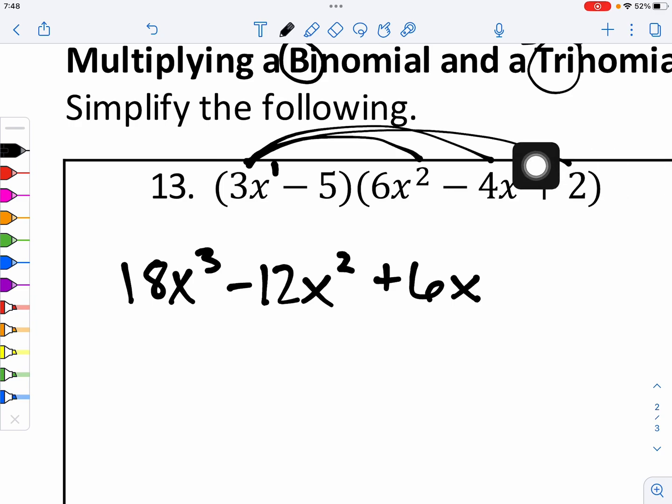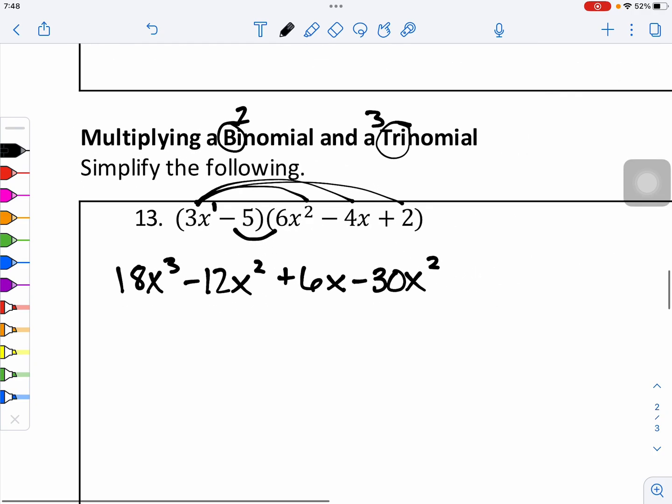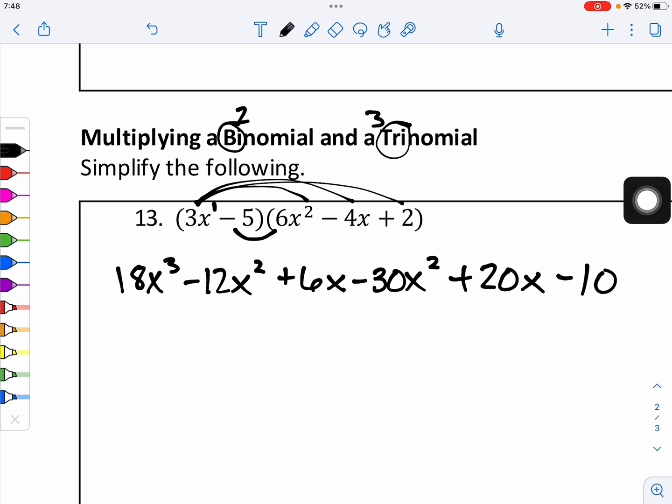And then just like numbers 8 and 9, we'll move on to that negative 5 and multiply by everything in this other set of parentheses. Negative 5 times 6x squared is negative 30x squared. Negative 5 times negative 4x is positive 20x. And negative 5 times 2 is negative 10. And then we'll combine like terms just like we did in every example so far. Now, the x to the third has no other x to the thirds to combine with, so he'll stay the same, 18x to the third.